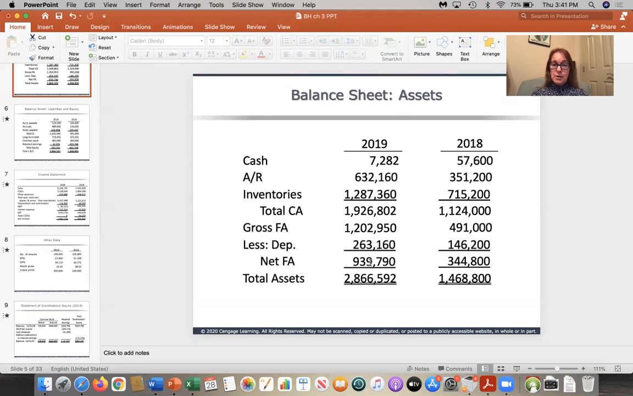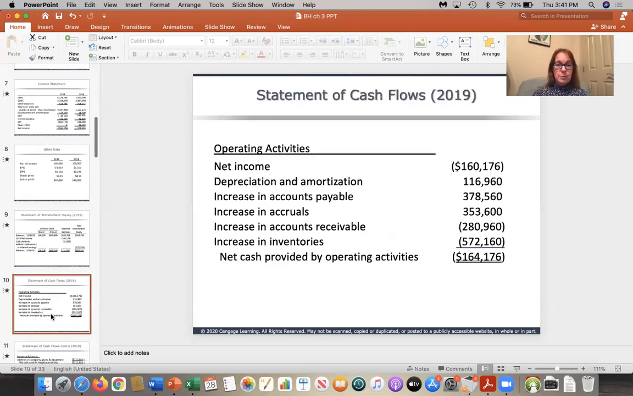So in that case, you've got to take the difference between the net fixed assets, but don't forget to add back depreciation. Otherwise, it'll be wrong.